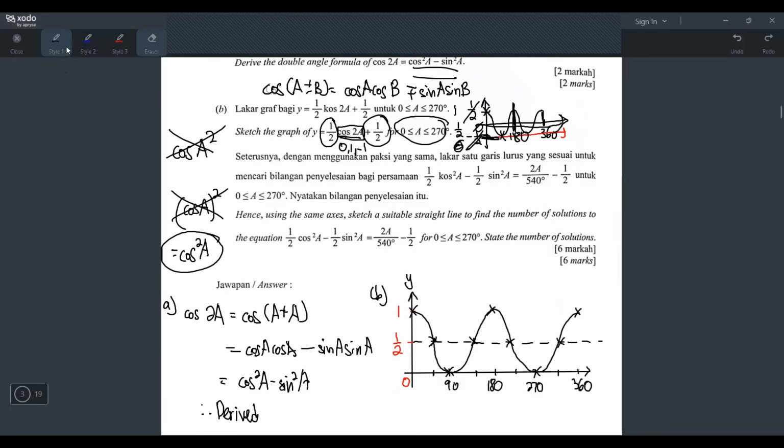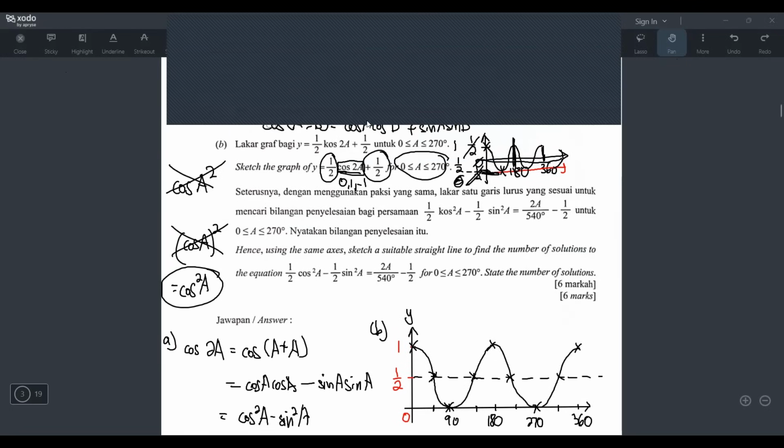Okay, don't forget the last step is to check the range. The range wants us to draw from 0 until 270 only. So I have to cut off at 270 and erase this. Okay, so let's erase now. Let's take out my eraser and then we start. Oh, what happened?